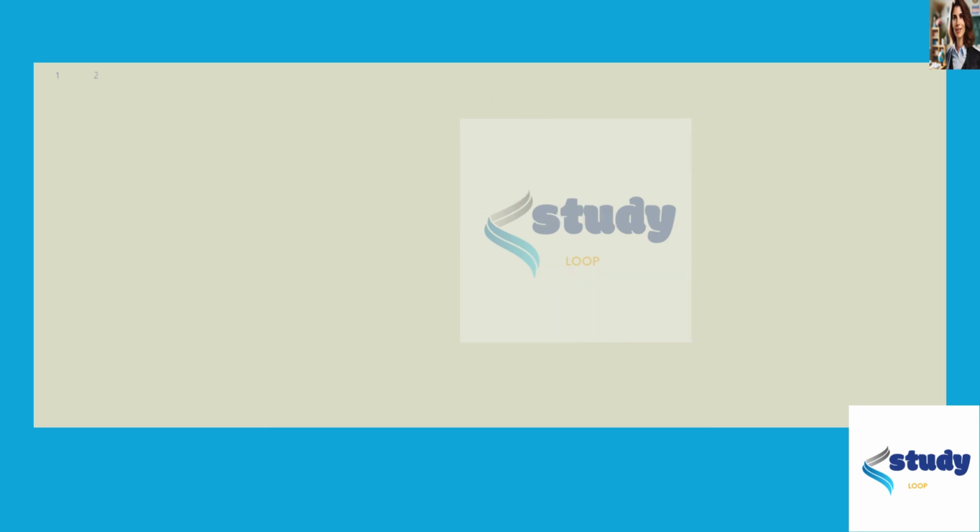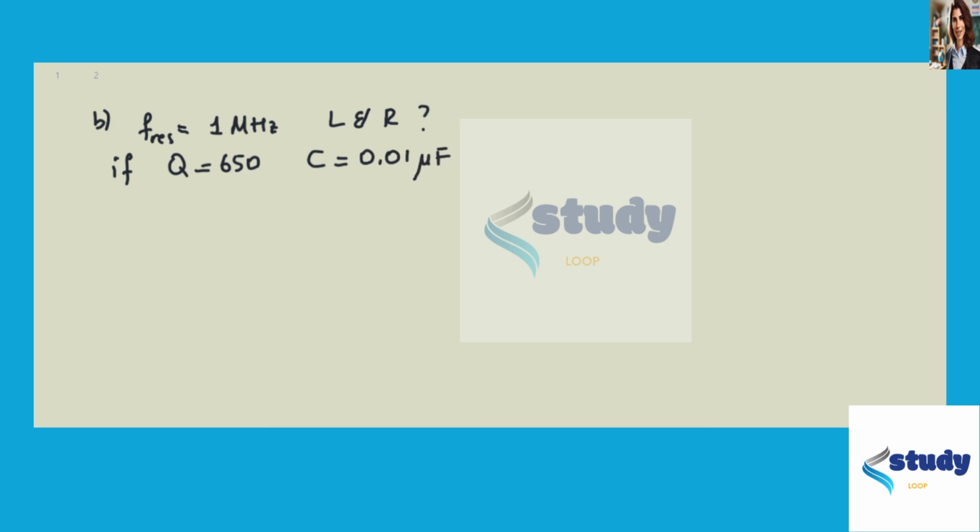Now, the answer to part B. At a resonant frequency of 1 megahertz, so f resonant is 1 megahertz, what must be the values of L and R if the Q factor is 650 and C, the capacitance, is 0.01 microfarads?